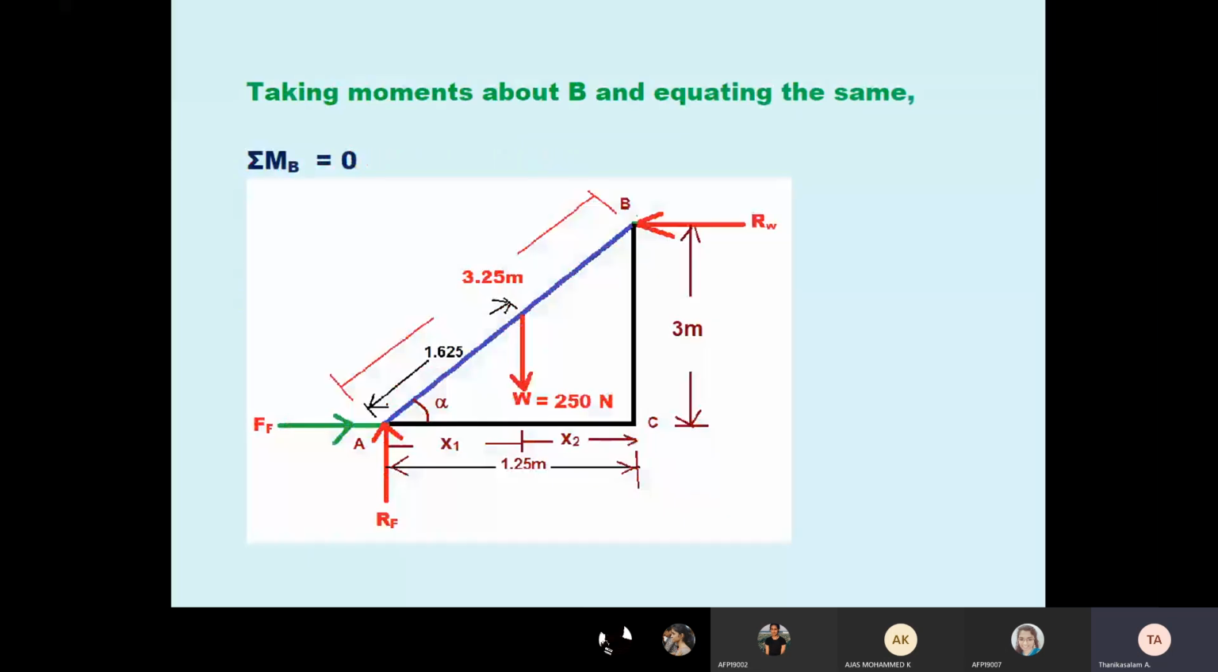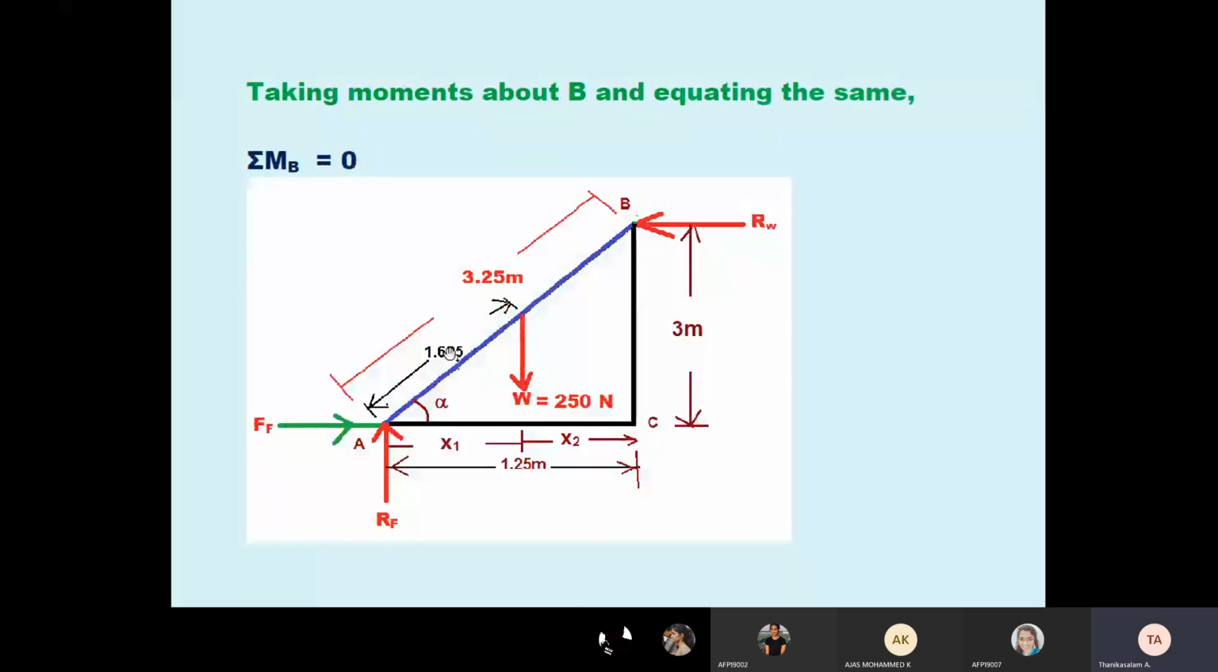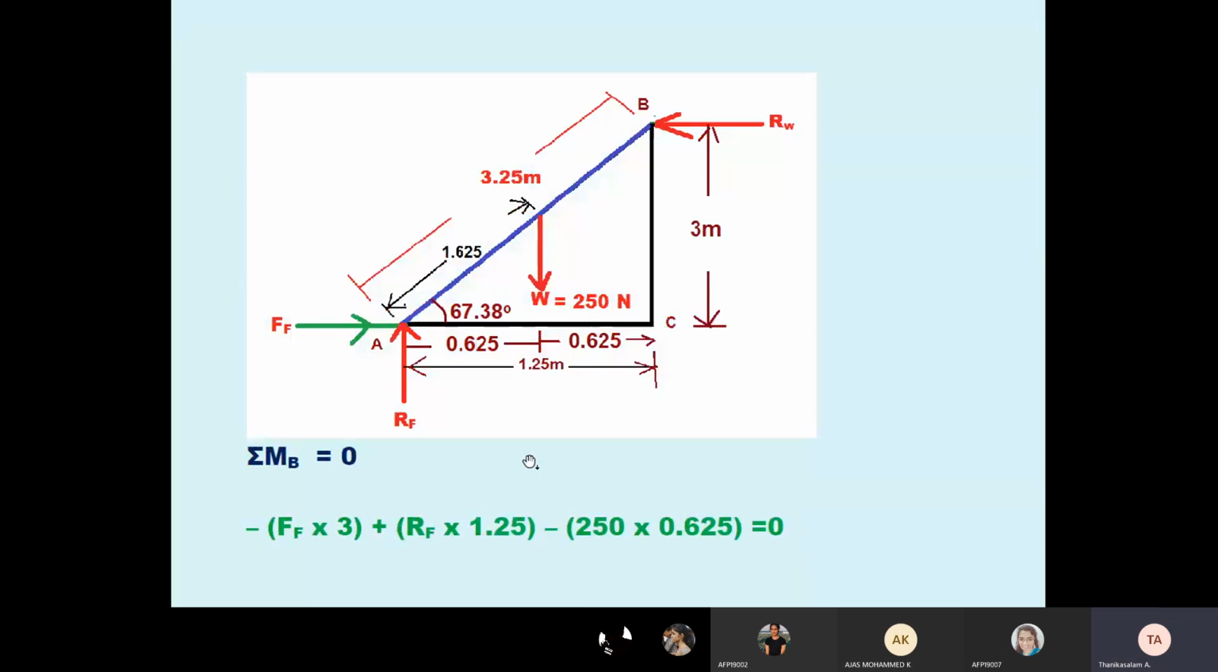So now see here, I want x1. Alpha equal to 67.68. What is x1? That is 1.65 cos alpha. What is the value? 1.65 cos 70 minus 0.625. Then I want x2. So total distance 1.25 minus 0.625, the balance is 0.625. Okay. Now take moment with respect to B point.